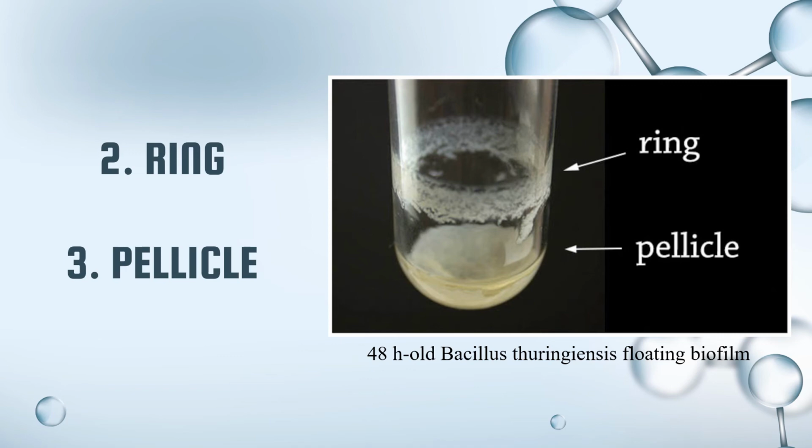This is the ring, and it is a thick structure which sticks to the culture container at the upper margin, adherent to glass. Next is the pellicle. It is under the ring, and it extends over the whole liquid surface and joins the ring. It grows in the form of a continuous or uninterrupted sheet over the surface.